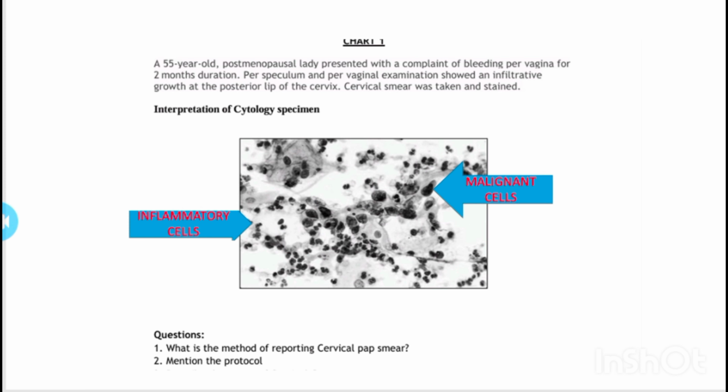So where you are able to appreciate few things. Since it is black and white, you are not able to appreciate properly. But here you are observing two things. One, inflammatory cells, another, malignant cells.